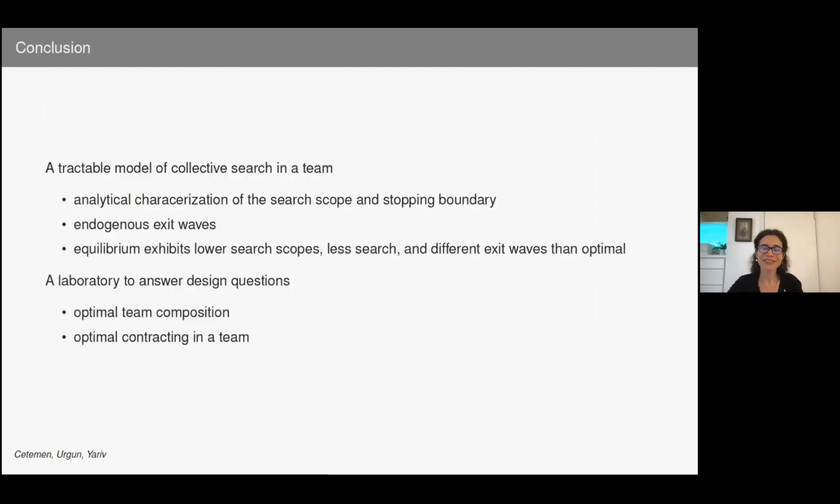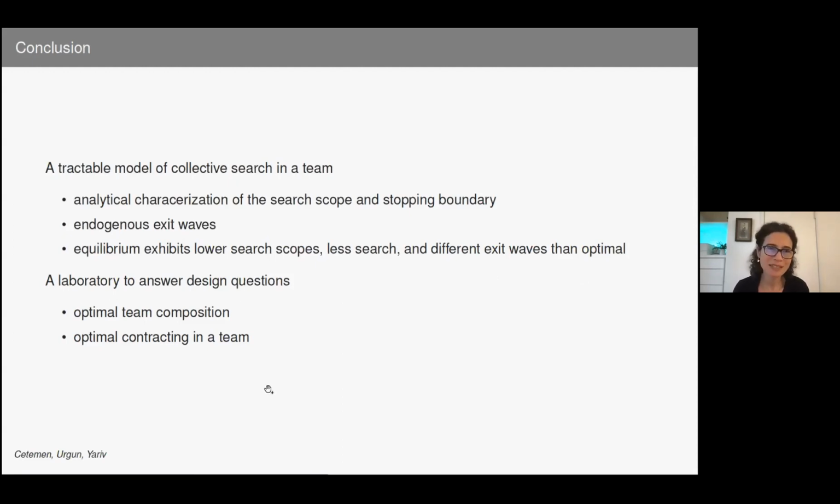All right, so to conclude, we think this is a tractable model of collective search in a team. We have a full analytical characterization of the search scope and stopping boundaries, and they're, to us at least, remarkably simple; we didn't expect them to be so simple. There's an endogenous exit wave sequence, which is deterministic in terms of order, but stochastic in terms of timing. And the equilibrium exhibits lower search scope, less search, and different exit waves than the optimum.